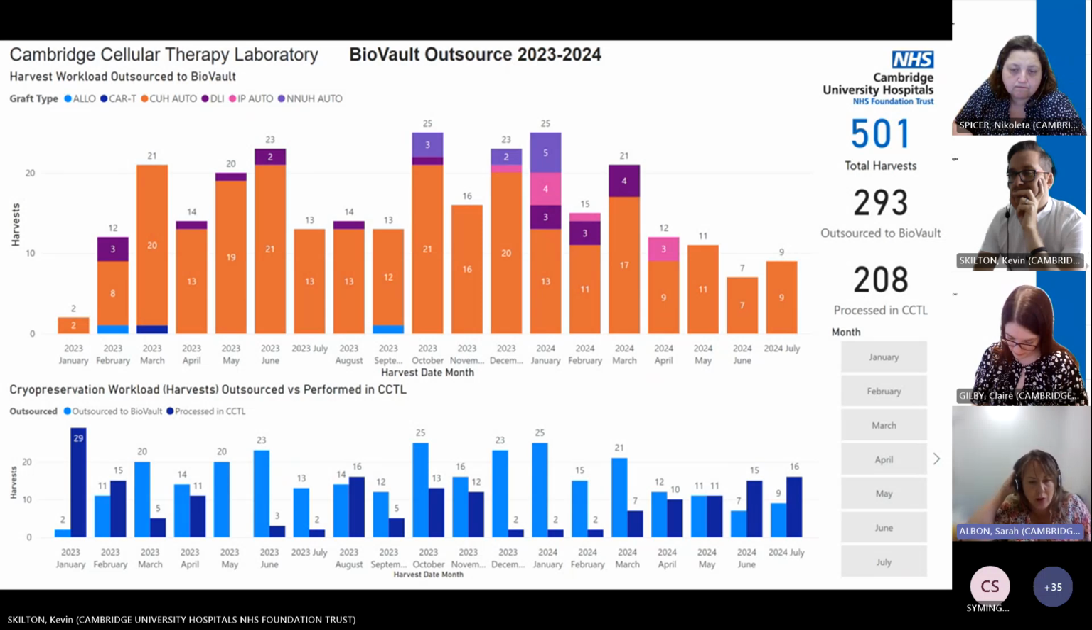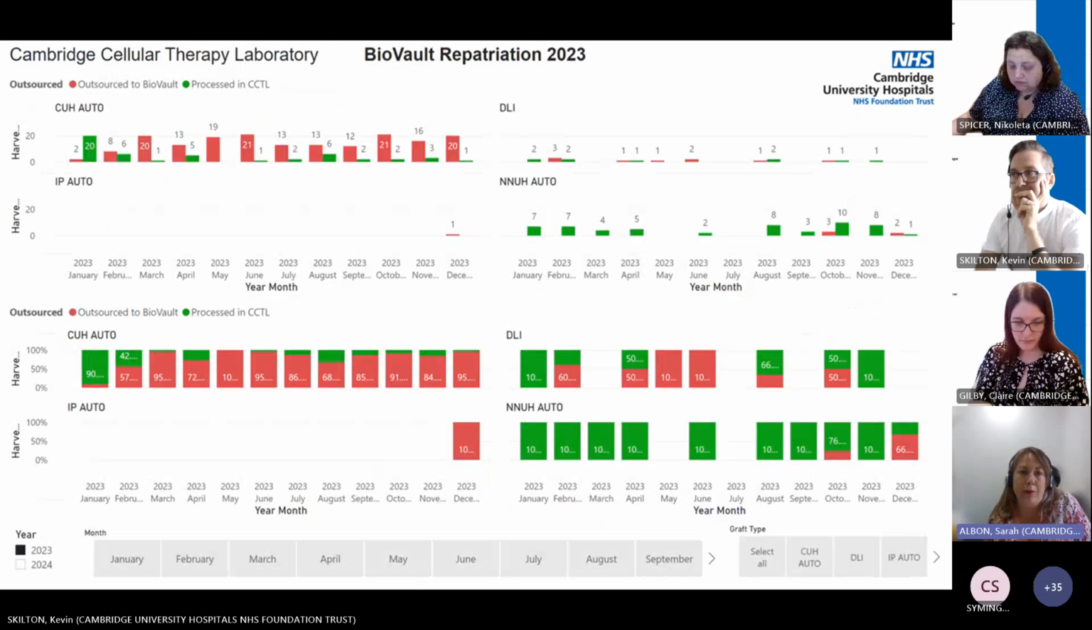And the bottom graph shows the number of harvests that were actually cryopreserved in-house at CCTL versus BioVault. Again, you can see some fluctuations, but it's important to note that towards the more current time we are now processing a lot more in-house, which shows that we are progressing nicely with the repatriation plan that is due to finish in September. Next slide, please. This is a bit more information on the repatriation.